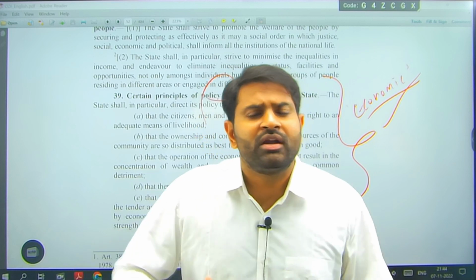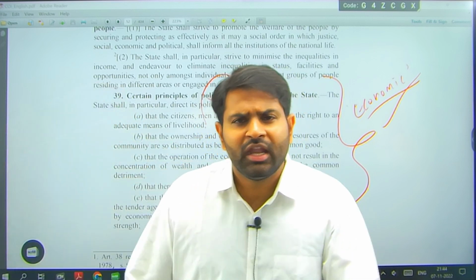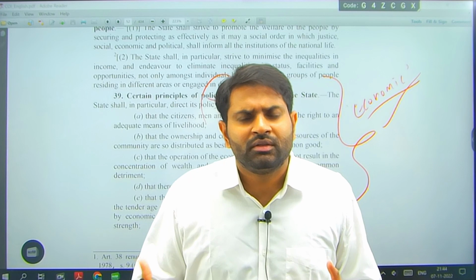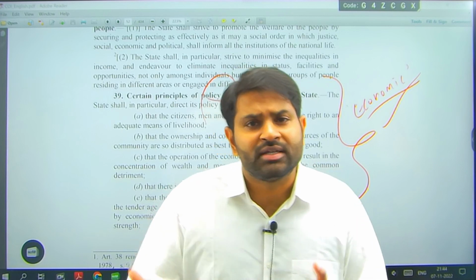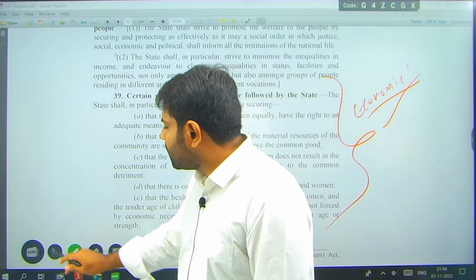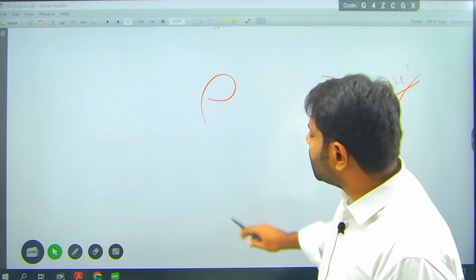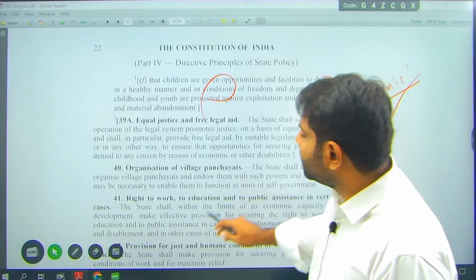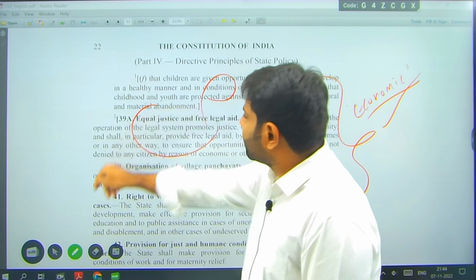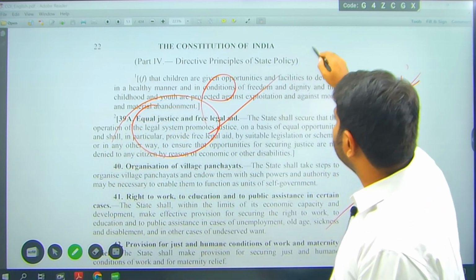Make sure that children and youth are not getting exploited in any economic system, in any workplace. That is the reason why we are calling them economic rights again. Article 38 spoke about the welfare state, Article 39 spoke about the economic system. Article 39A is talking about free legal aid.